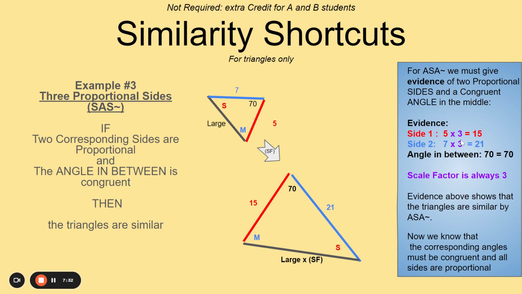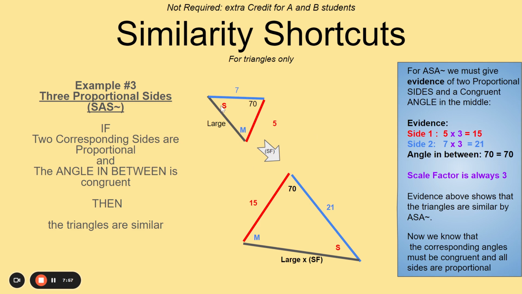Because they're not congruent, we have a scale factor of 3, meaning it's getting bigger. It's not the same, okay? Scale factor for congruence would have to be 1. Okay. So the evidence above is called side angle side, because this angle, the 70 is in between the two sides that they gave us, and the two sides are proportional in each triangle. Okay, that means that these shapes are indeed going to be similar.